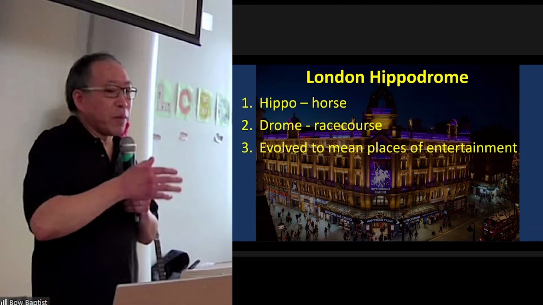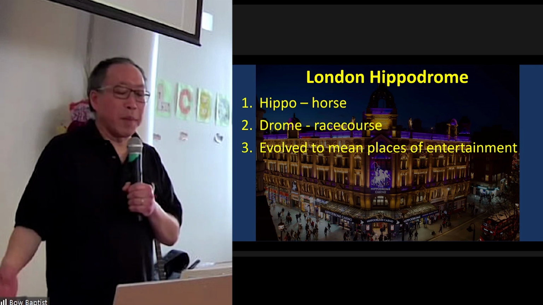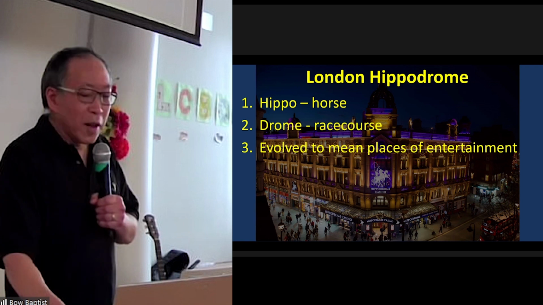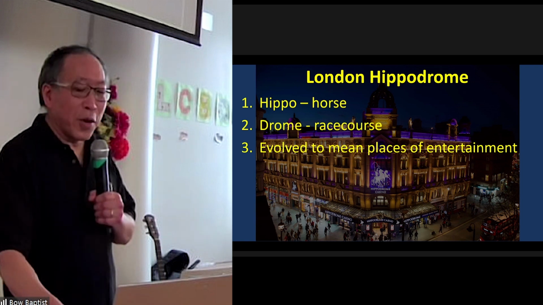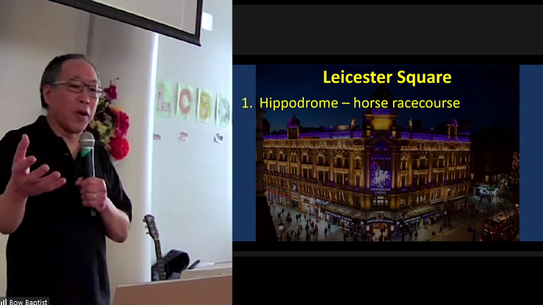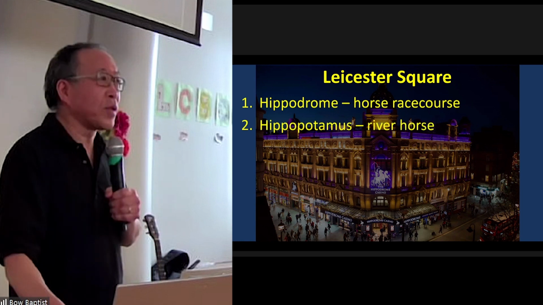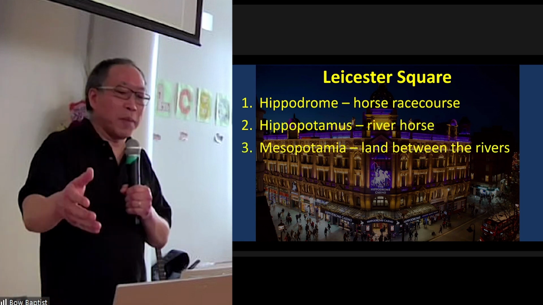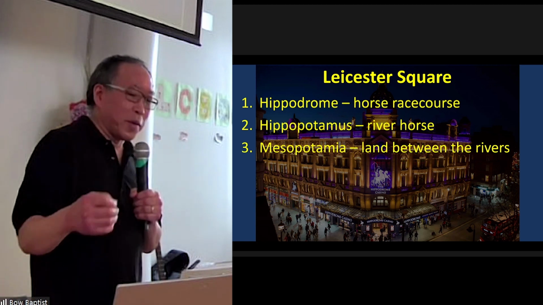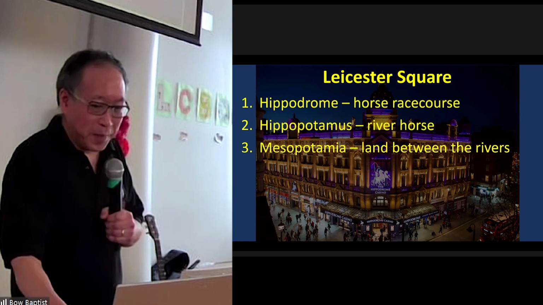And so over the thousands of years, it has evolved to mean places of entertainment. So the London Hippodrome, built in 1900, was a big place of entertainment. So the next time you're walking through Leicester Square, I want everybody to remember hippodrome, horse, race course, the word hippo, hippopotamus, river horse, Mesopotamia, land between the rivers from potamia. So now you can have more meaning when you walk past the hippodrome than just a casino.